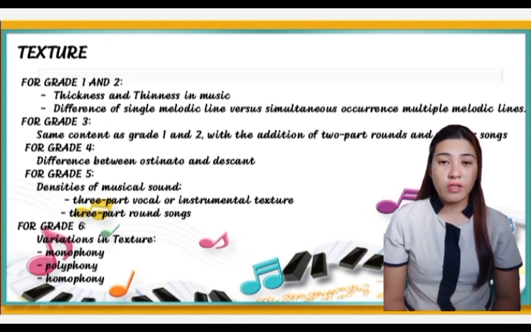Three-part round songs. A three-part round song, also known as a three-part canon, involves three distinct vocal lines or instrumental parts that start at different times but harmonize to create a unified sound. Rounds are a type of musical composition where each voice or part sings or plays the same melody, beginning at different times.